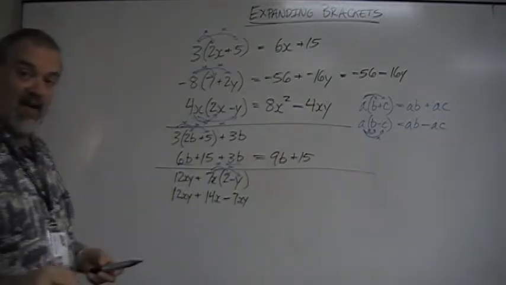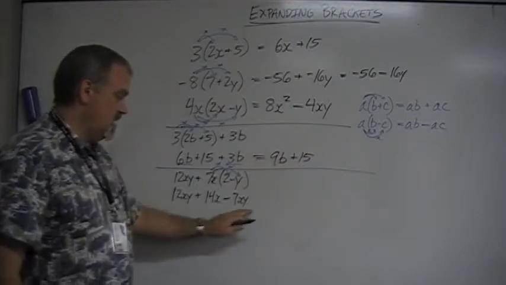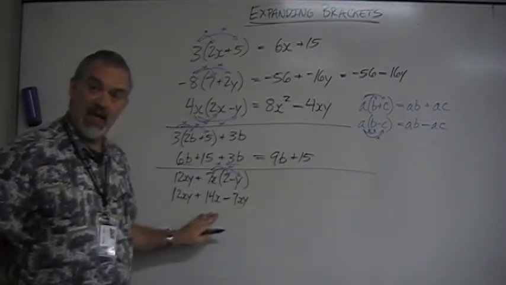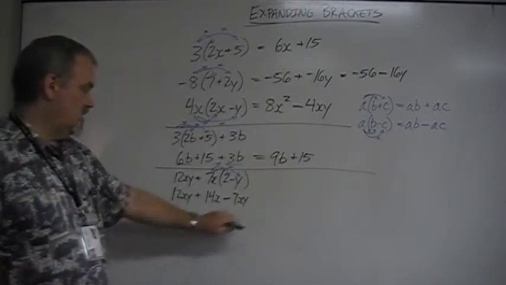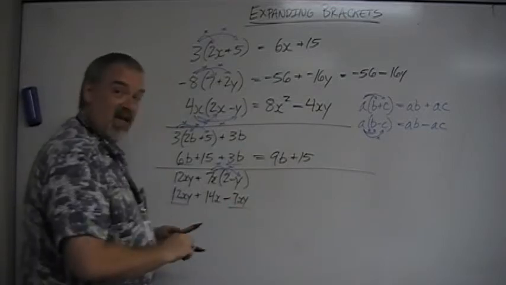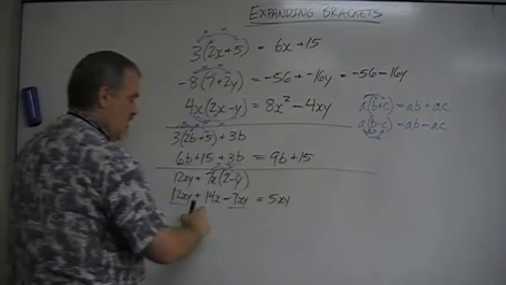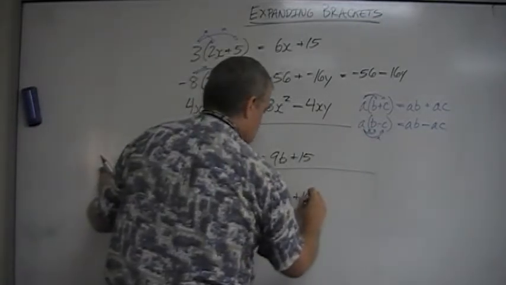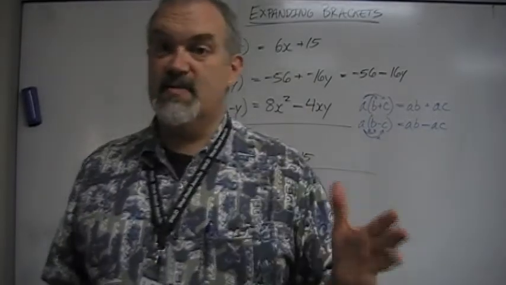Now again, I have two like terms. This one is xy, this one is xy. This is only x, not the same pronumeral raised to the same power. So I can put these two together. 12xy minus 7xy gives me 5xy plus 14x. And that is expanding brackets.